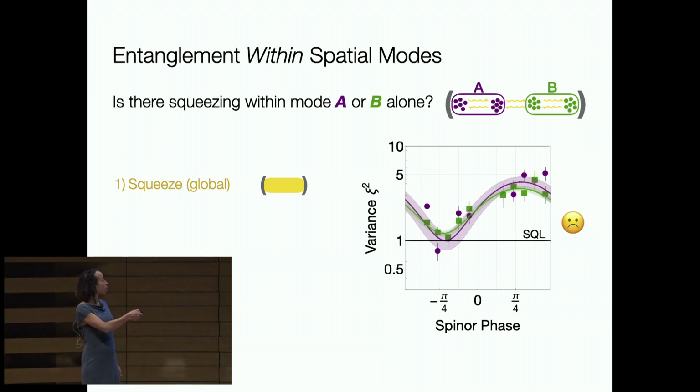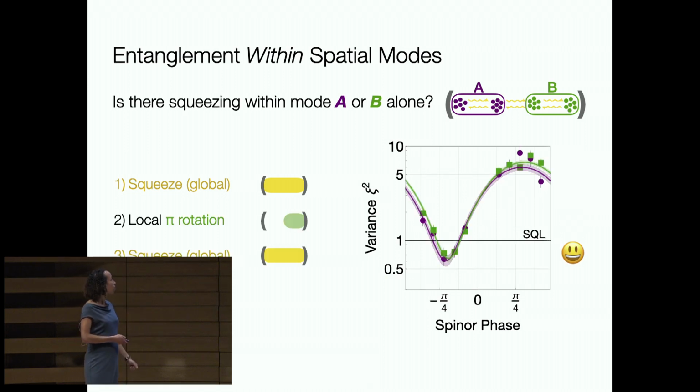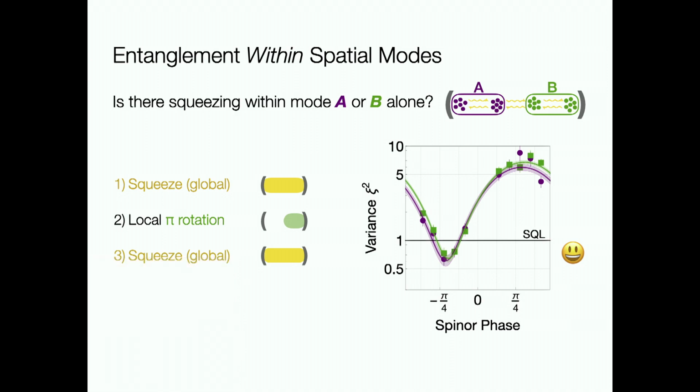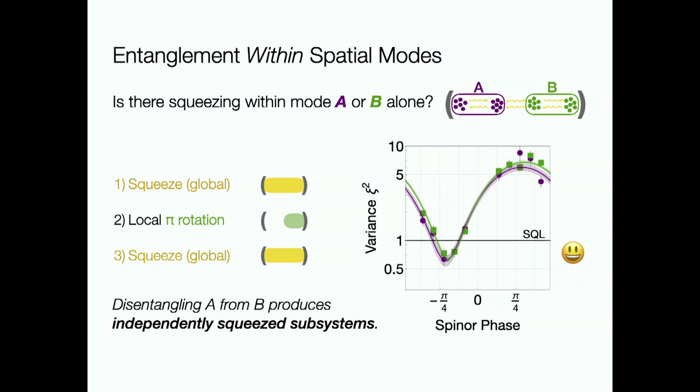But we can play a trick here: we squeeze the entire system, then locally perform a pi rotation on ensemble B, and then squeeze again. This undoes the entanglement between the ensembles and enhances the entanglement within the individual ensembles. That's something you can do if you'd like individual entangled states of two ensembles, or potentially extend that to an array. So we have this disentangling operation that allows us to go from global entanglement to local entanglement in the system.